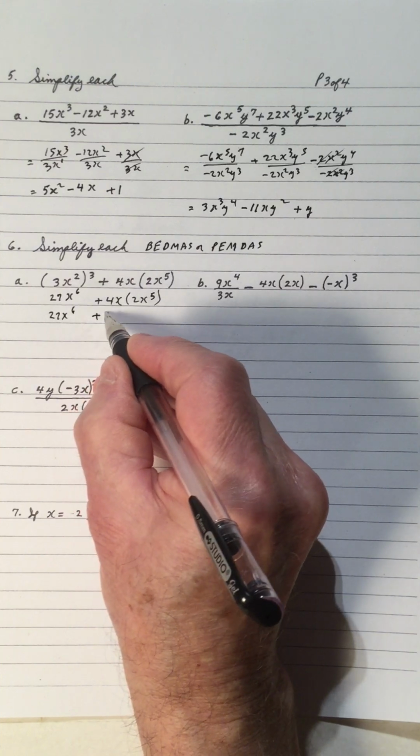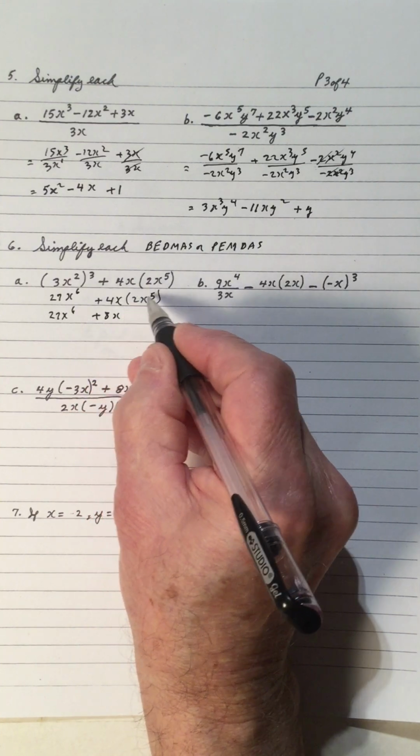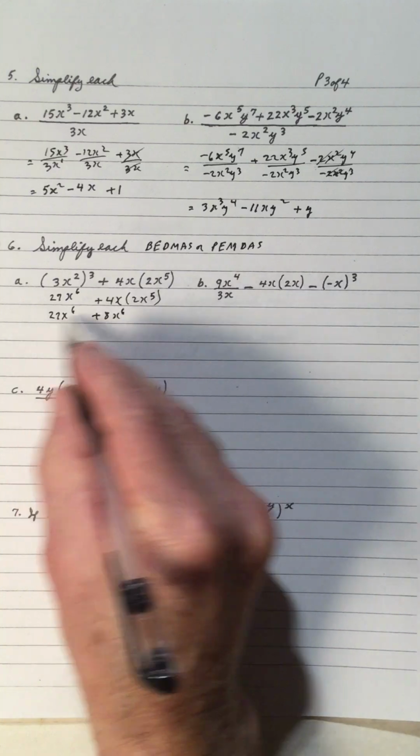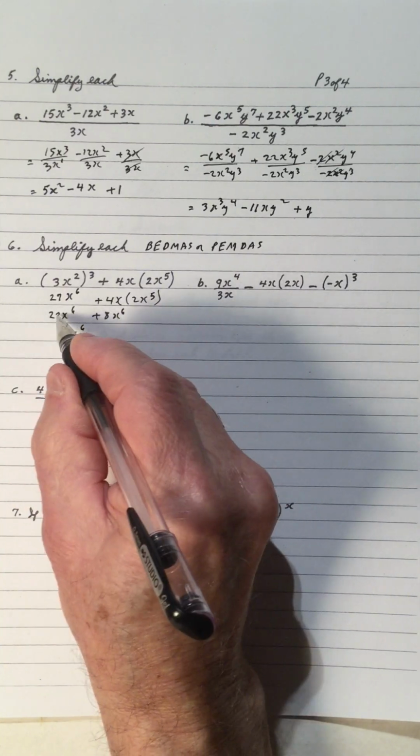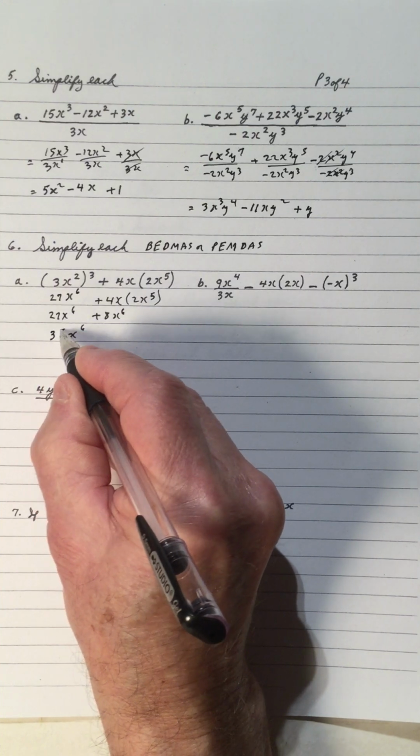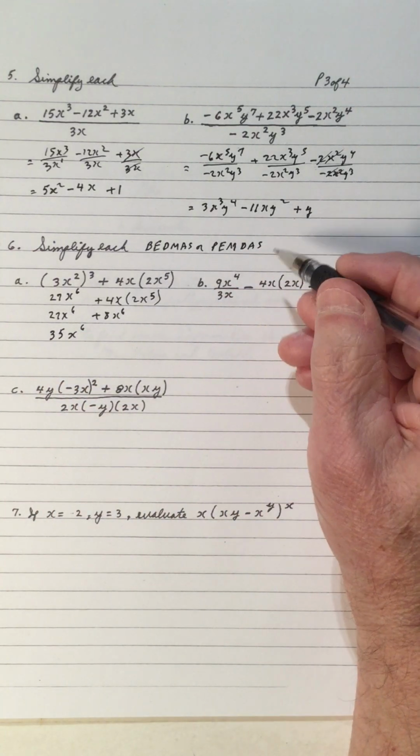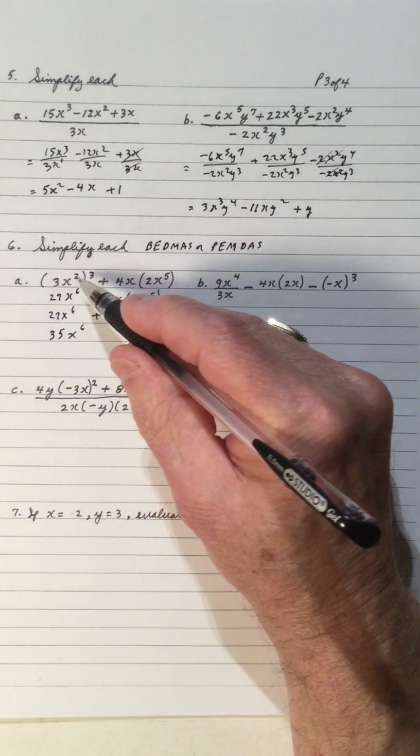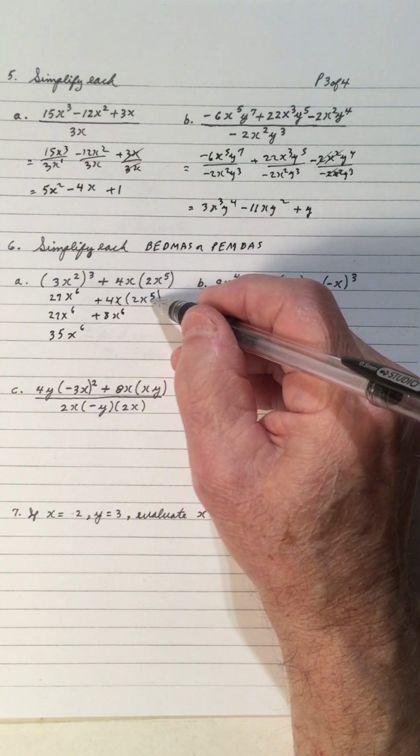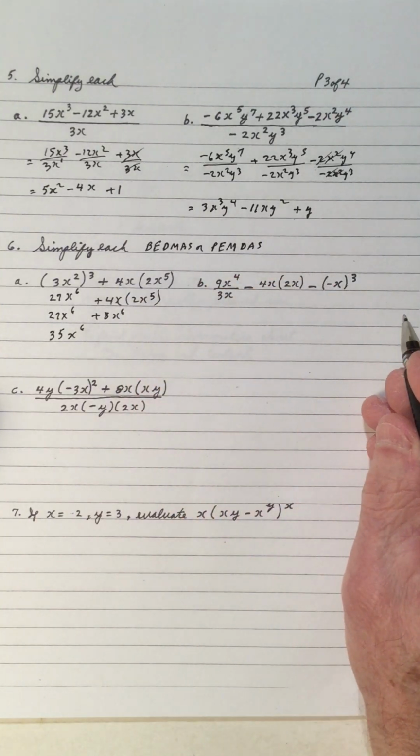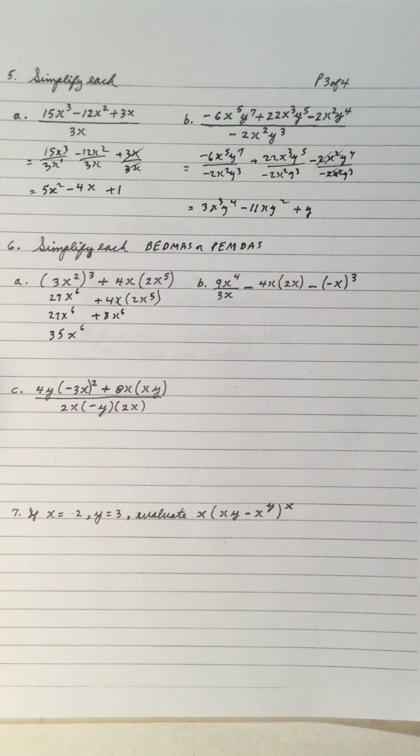So 4 times 2 is 8, and 1 plus 5 is 6. And they're the same, so I add them up, so they're x-like terms. So 8 plus 27 is 35. So notice, you do the inside the brackets first, which is already done. We do the exponent next, and then we got to multiply, and then we got to add. That's the order.